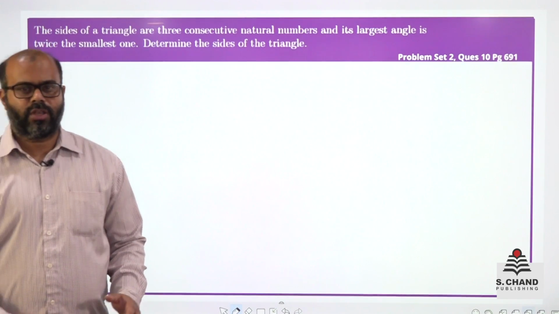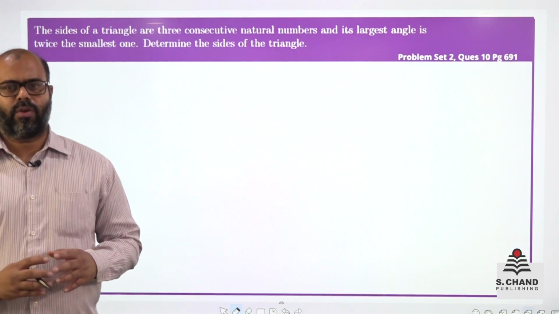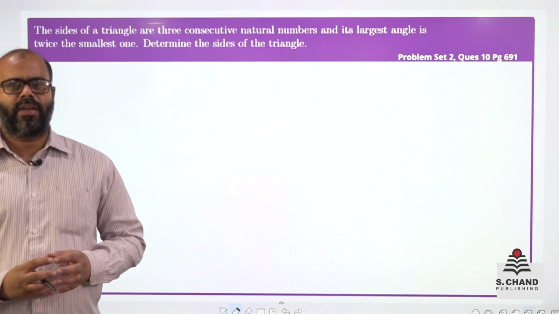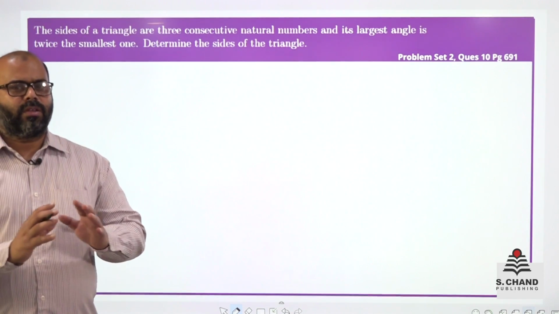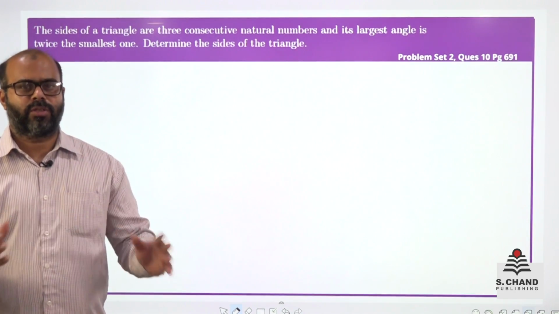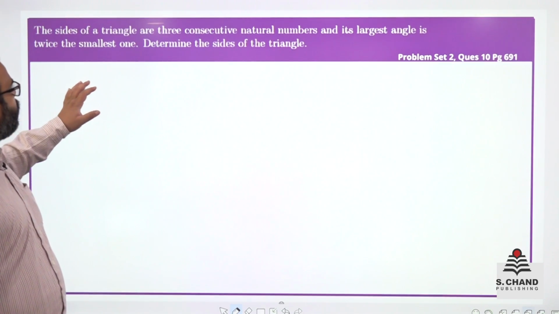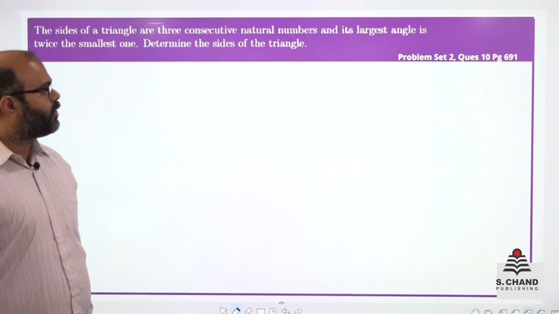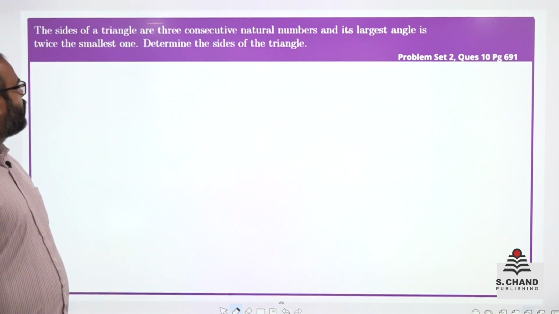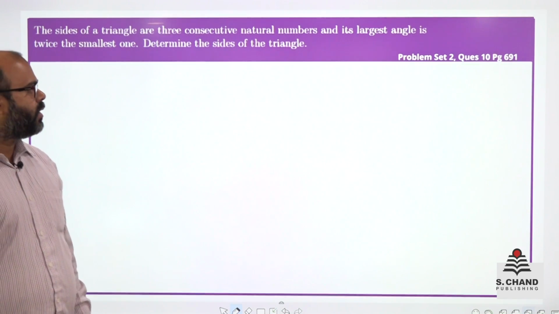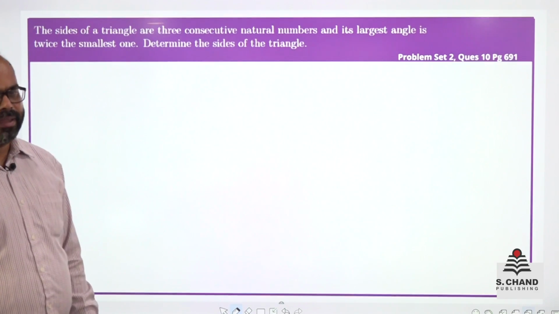So after this question, where two options were correct, it will always be mentioned whether it is multi-correct or not; we will see whether other options are correct or not. So here there is a next question. The sides of a triangle are 3 consecutive natural numbers and its largest angle is twice the smallest one. Determine the sides of the triangle.